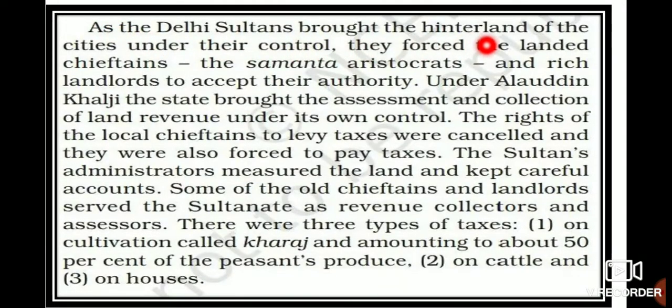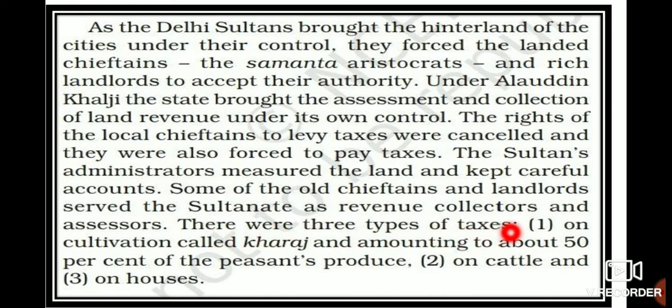Next, as the Delhi Sultans brought the hinterland to the cities under their control, they forced the land chieftains, the Samanta aristocrats, and the rich landlords to accept their authority. Under Alauddin Khilji, the state brought the assessment and collection of land revenue under its own control. The rights of the local chieftains to levy taxes were cancelled and they were forced to pay taxes. The Sultan's administrators measured the land and kept careful accounts. Some of the old chieftains and lords served the Sultanate as revenue collectors and assessors.